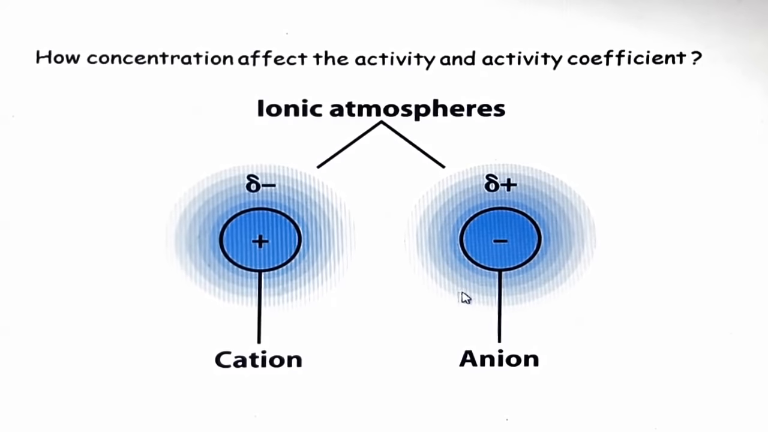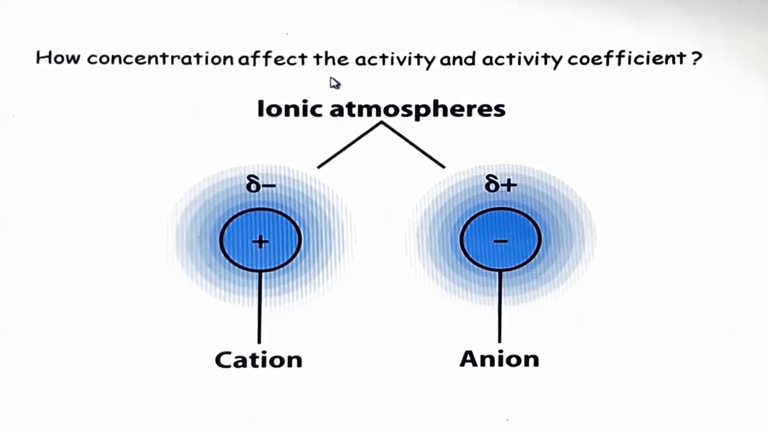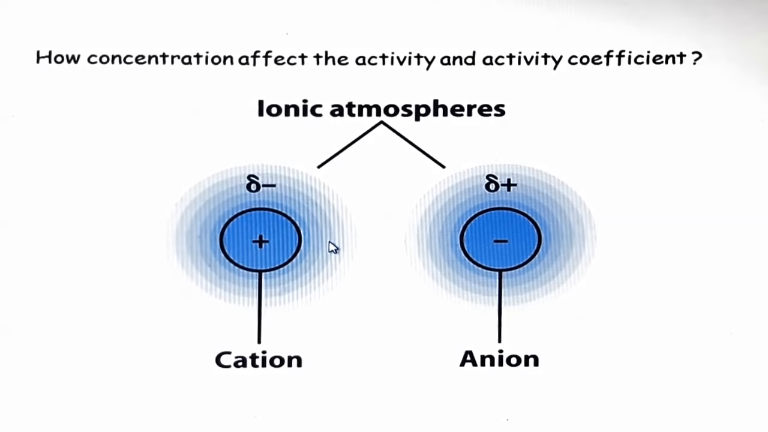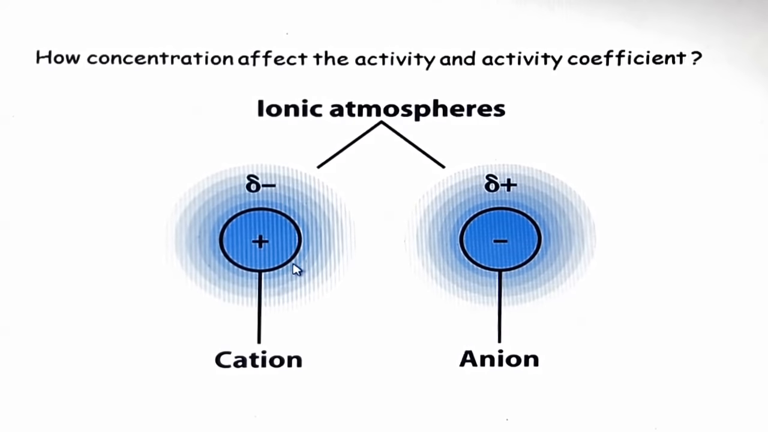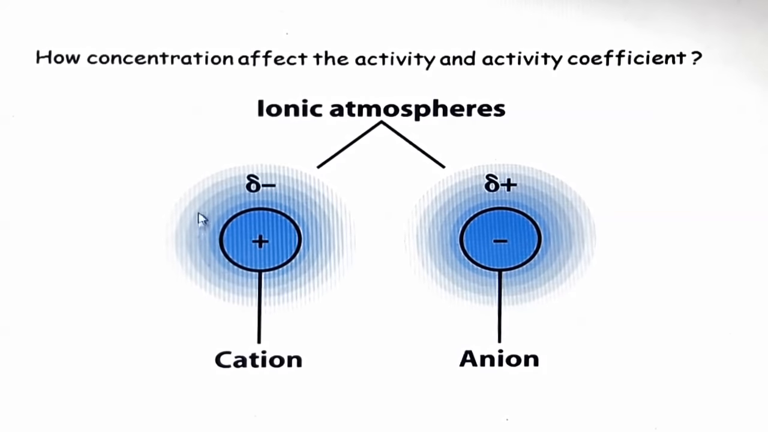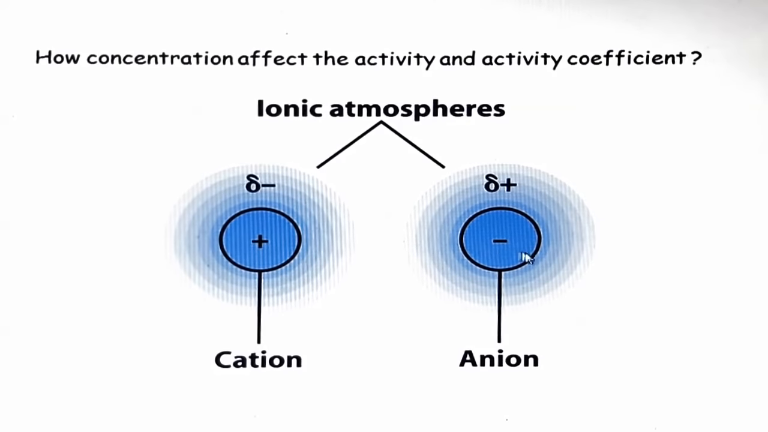Now here you can understand. In a concentrated solution, oppositely charged ions will be more, and due to more ions the ionic atmosphere will be strong. Due to this ionic atmosphere formed by the oppositely charged ions, the activity of the respective ions will be less because they will not be able to move freely.